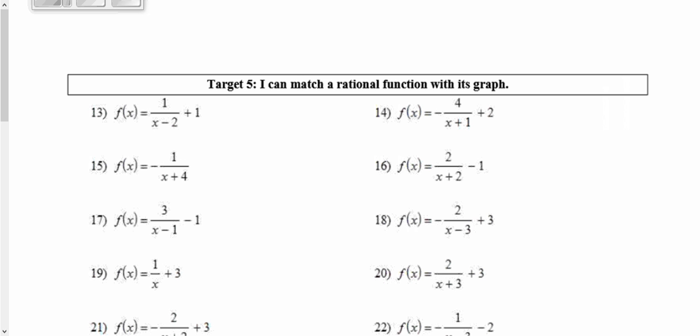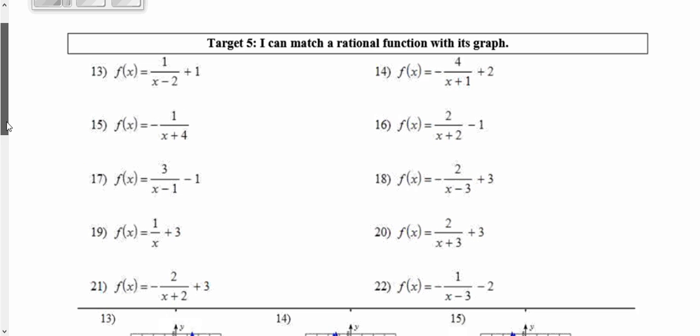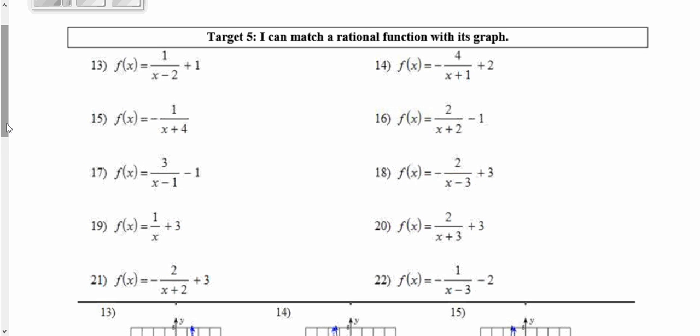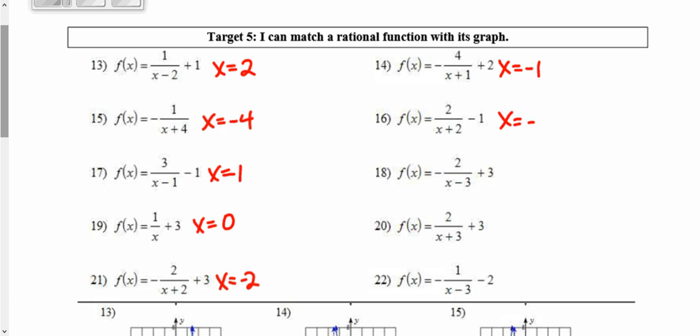All right, on target 5, we are matching rational functions. So lots of things that you can do in order to match. One thing I like to do to start off with is I like to go through and think about what will be the vertical asymptotes. So I'm going to write the vertical asymptotes of each of these. So what I'm doing is looking at the denominator and switching the sign. So far, all of them have different vertical asymptotes. I think now we have 2 negative 2's.